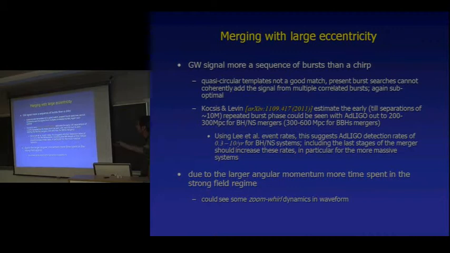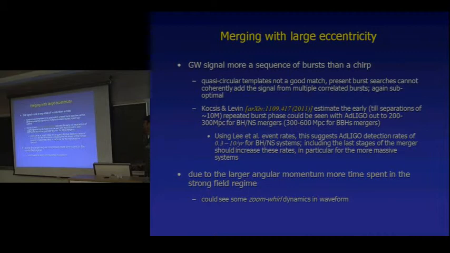So if we think that there might be a decent population of these, we need templates that can actually match these events. There's not nearly been as much study of these systems as there has been of the primordial binaries, but just to give you some idea of how many there might be, I was taking the results from Pierce and Levin, who estimated that this repeated burst phase of an eccentric inspiral could be seen out to distances of perhaps 200 to 300 megaparsecs for black hole neutron star systems. If we fold that in with the event rate estimates, that suggests we might have detection rates of something like 0.3 to 10 per year for advanced LIGO.